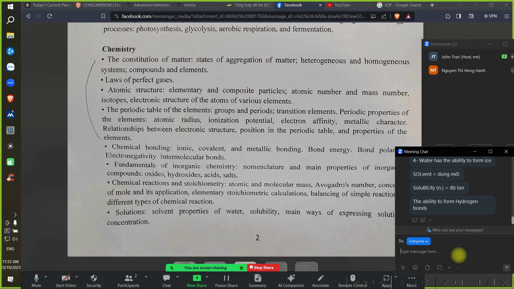Because water is of course very polar, so it can dissolve a lot of things. So that is solubility, you know.